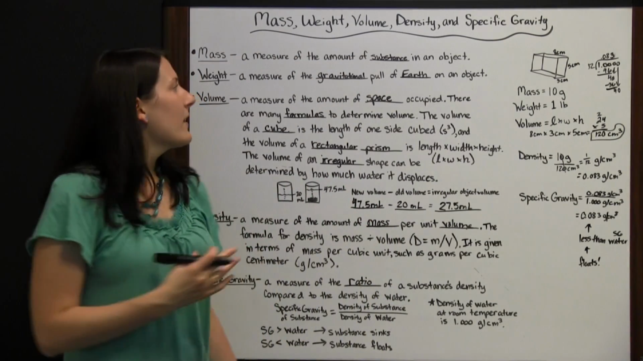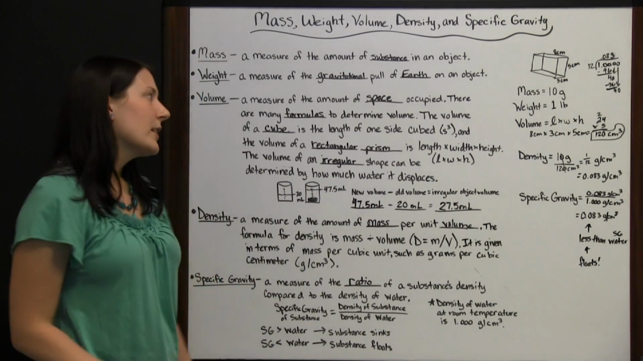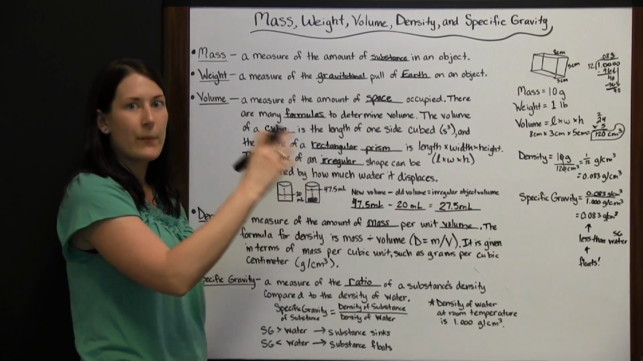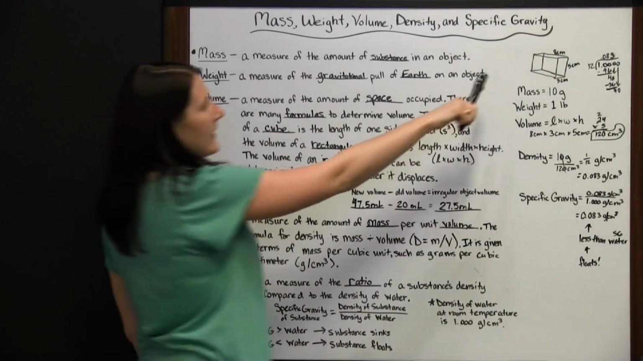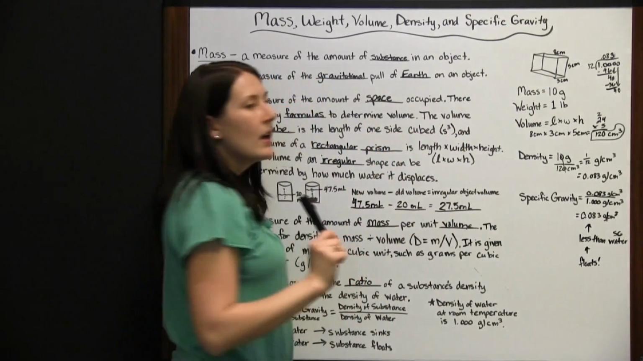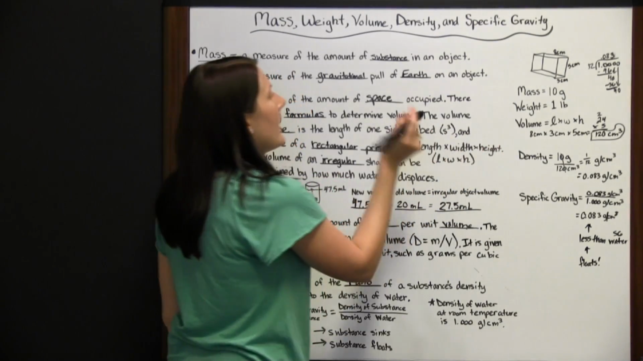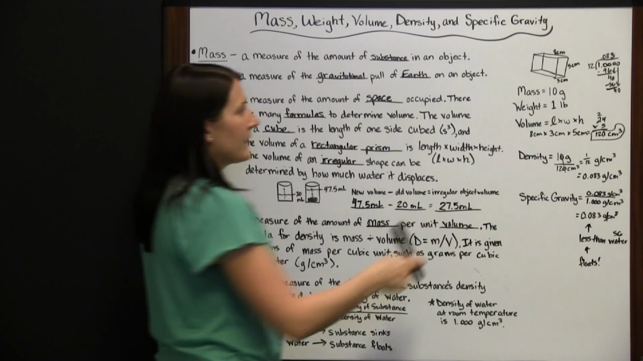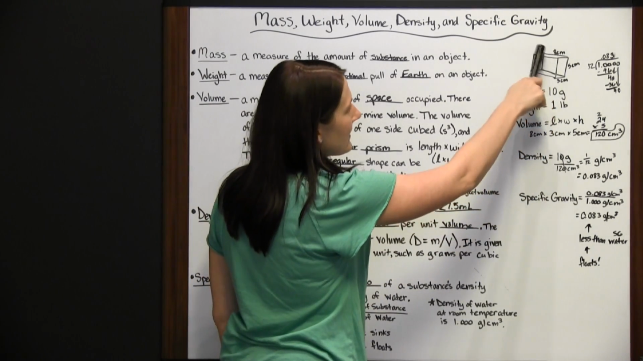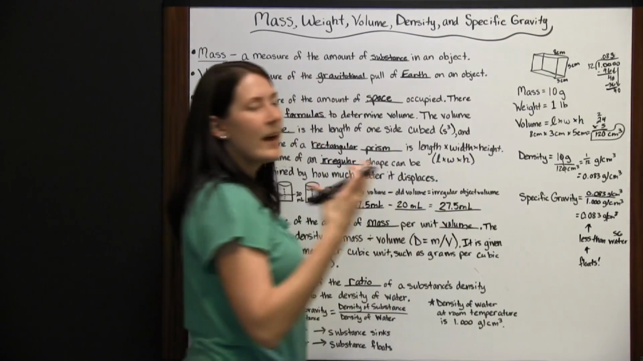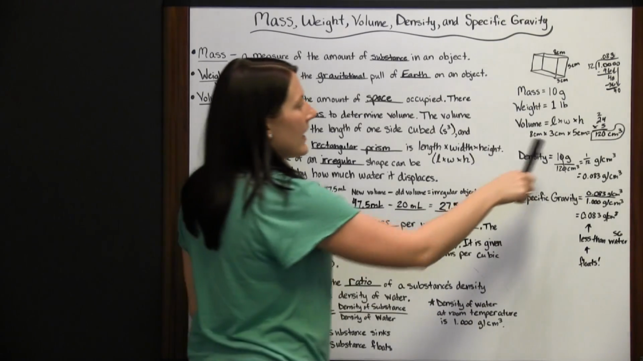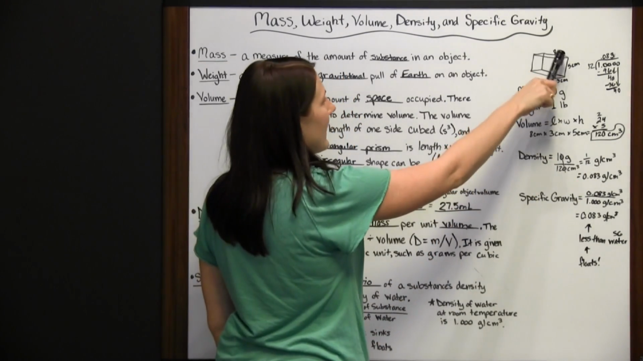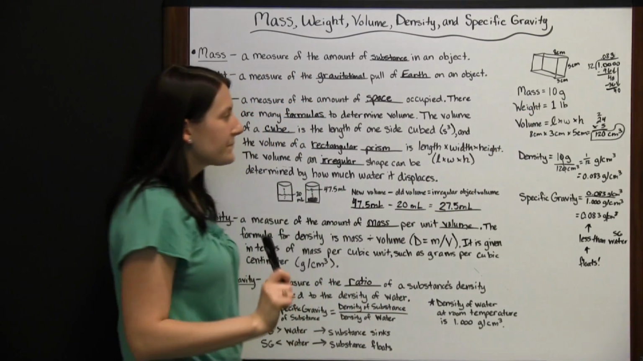So let's review all of these terms and make sure we understand the difference. The mass of our box was how much substance was in there. We had 10 grams of a substance in this shape. It weighed 1 pound. That was how much gravitational pull Earth had on the object. Its volume was based on its actual size, how much space it occupied. And it came out to 120 centimeters cubed, and we got that by multiplying length by width by height.